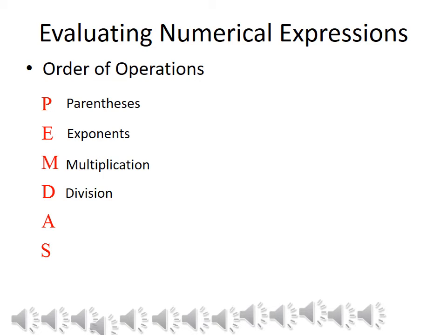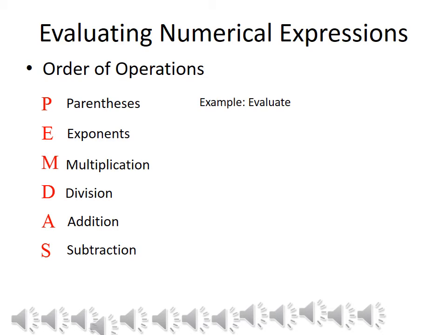Next we have M and D, which stand for multiplication and division. Multiplication and division can be done at the same time, but it's important that you go from left to right. So you'll do all the multiplication and division going from left to right. And then finally we have A and S, which stand for addition and subtraction. Again, we can do addition and subtraction at the same time, keeping in mind that it's important to go from left to right. So go from the left of the expression to the right of the expression.